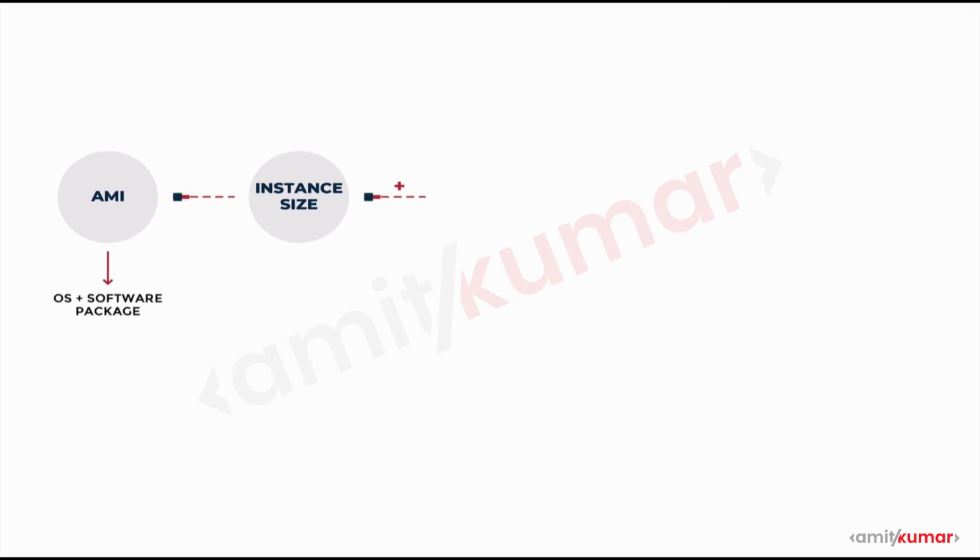Then comes the stage wherein you actually define the network for your EC2 instance. Why do we need to do this? Okay, so can we have an EC2 instance without an IP address? I don't think so, right? Now, where do we get this IP address from? Some sort of network, right?